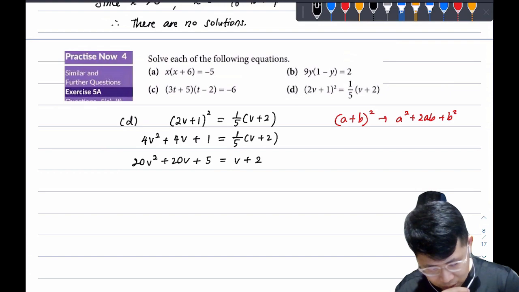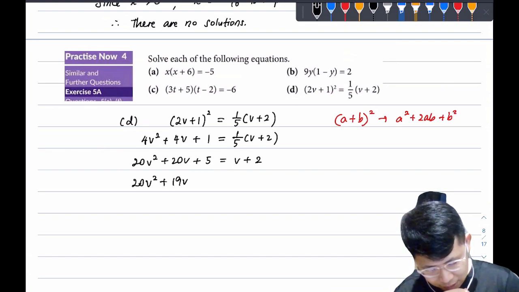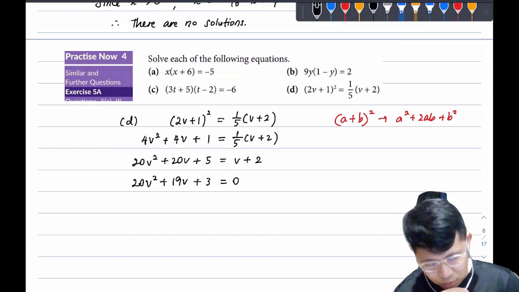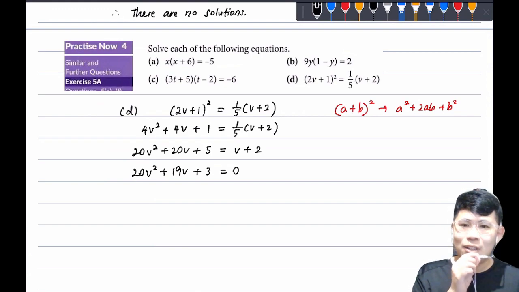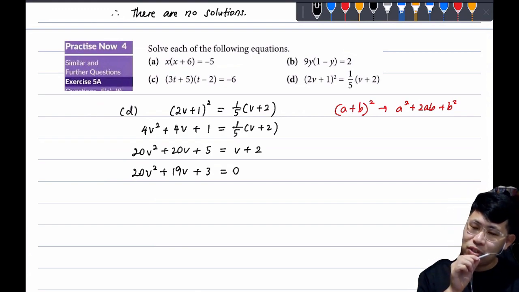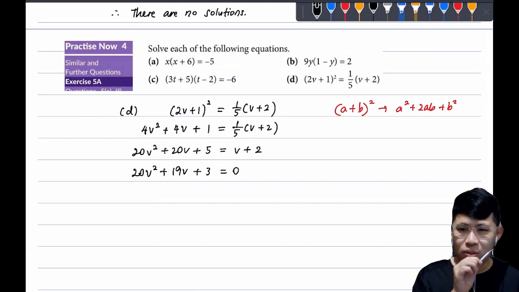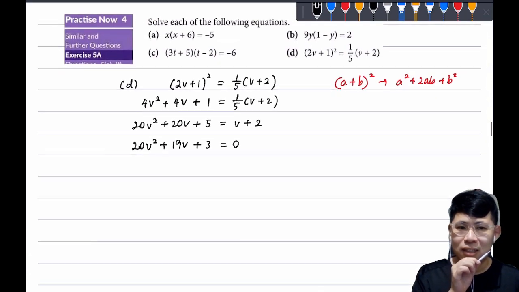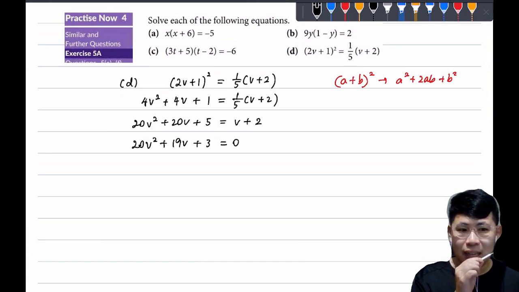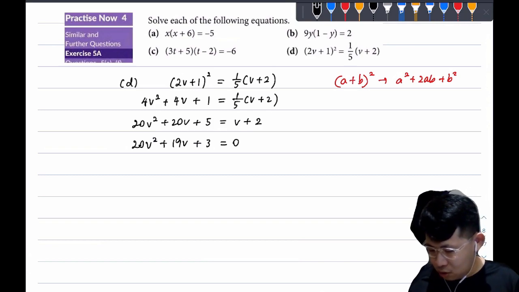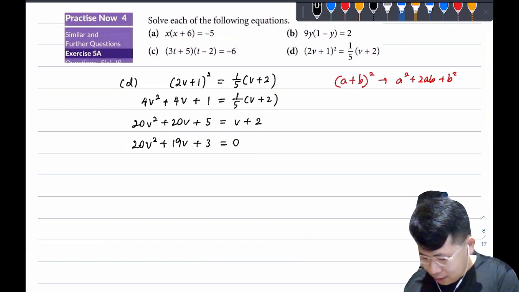So let me rearrange this. 20v squared plus 19v, right? Then plus 3 equals 0. Now, this is a bit difficult to factorize. So how do we factorize this more efficiently? You can check out my video on how to factorize and solve using the calculator, in the next video. But to cut things short, let me just quickly write down the solutions for you so that you can see.